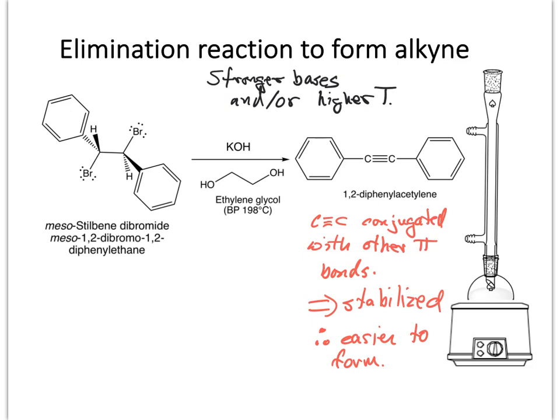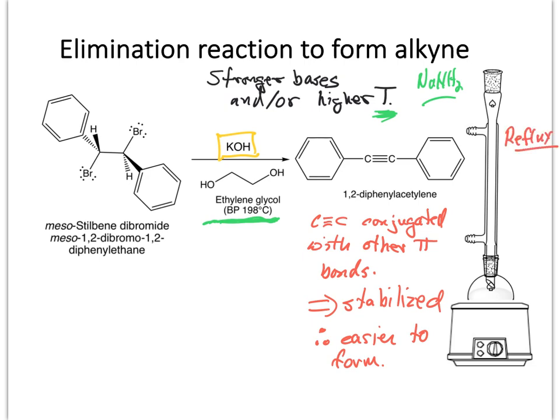Because we've got that stabilized system, we can use a more standard base like potassium hydroxide rather than using exotic bases like sodium amide, which would be the more typical choice to go from vicinal dihalide to alkyne. So we can get away with the weaker base. But we're still going to have to do something about the temperature. So we're going to use ethylene glycol as our solvent. Now, we're going to reflux this.